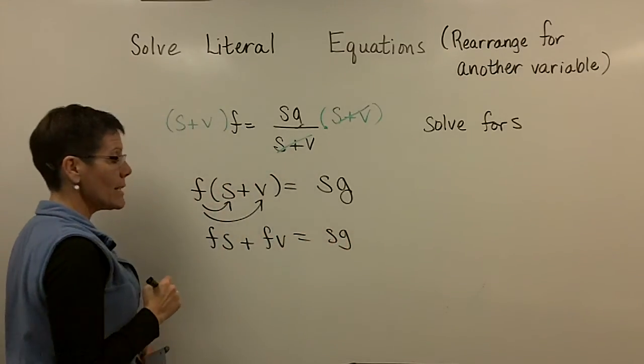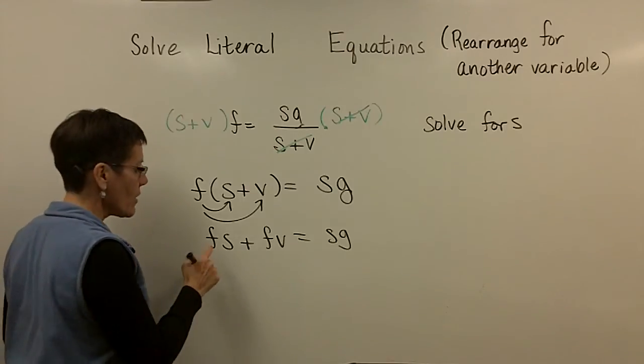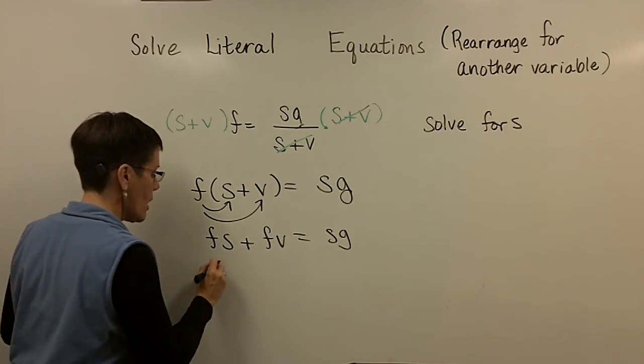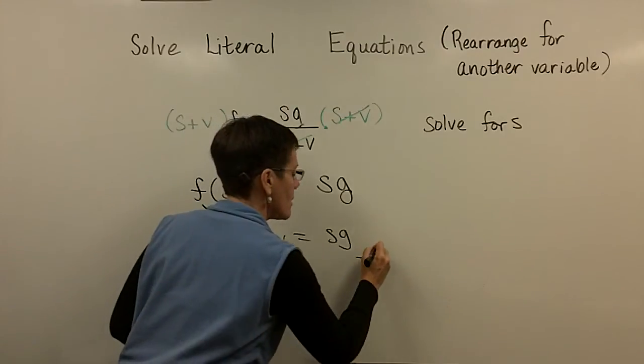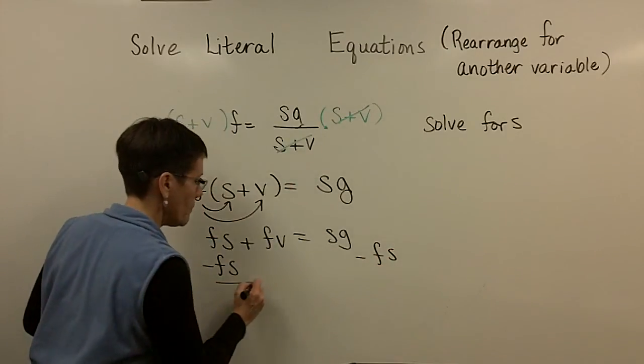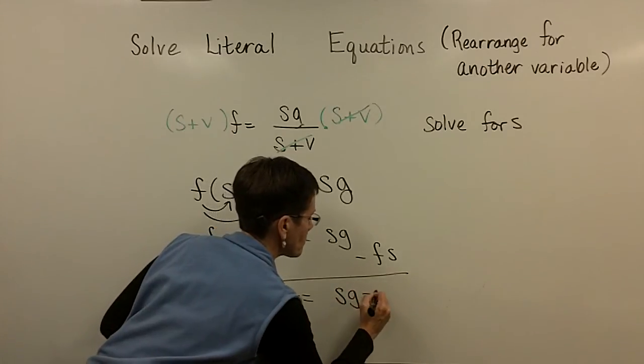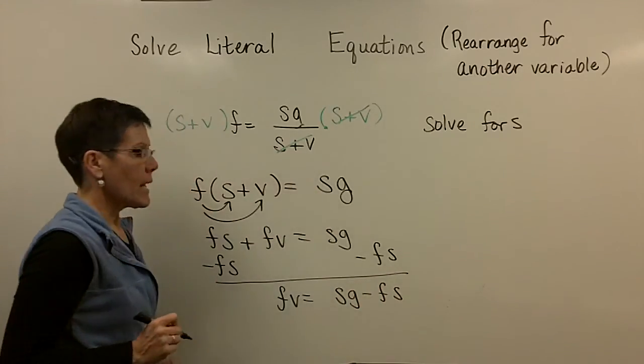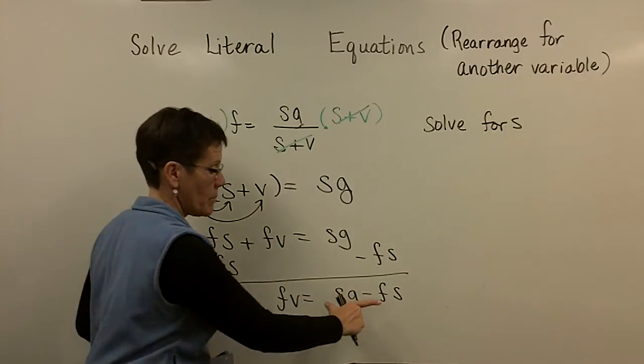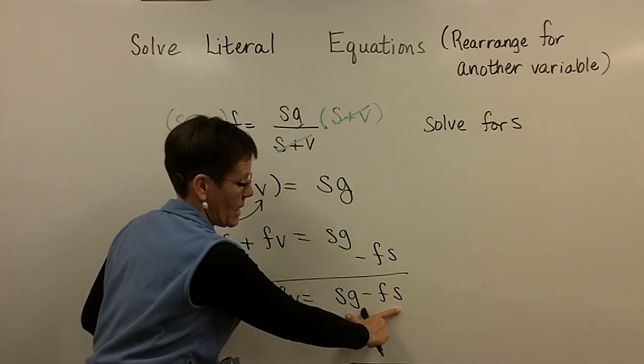And then we want to get those s's together. So see this s here and see that s there? I'm going to subtract fs from both sides of this equation. And so I'll have this fv. And now I'm poised. Now I'm in a position to factor out the s out of each of these terms.